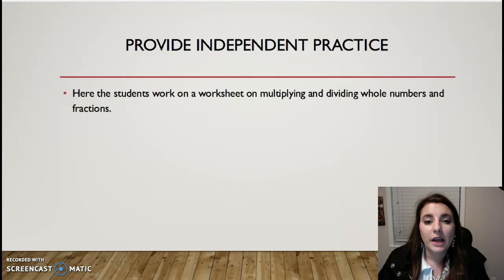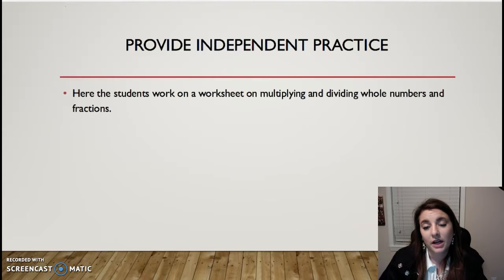Once I feel like they really have a good understanding, I provide independent practice. This is where I give students work or worksheets to practice multiplying and dividing the whole numbers and the decimals or fractions. This really helps me to see if they're struggling or if they're catching on. And so I really like this step.